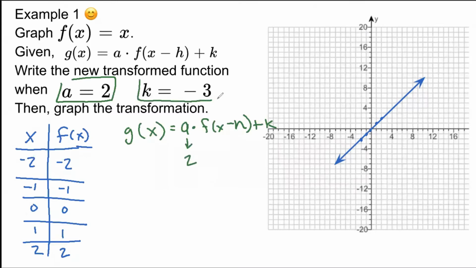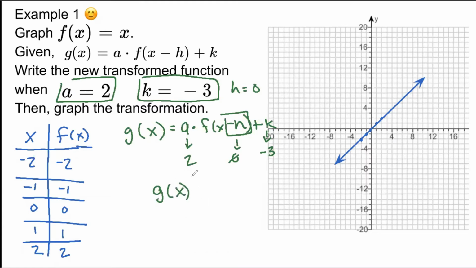And the next parameter that we're given is k. We're told that k has to equal -3. Now, because we're not given a value for h, we're going to say that this parameter for this example has to equal 0. It's not present, so h equals 0. Or we can just erase it, cancel it out, or not have it present in our function. So we're going to write that next function, our g of x.